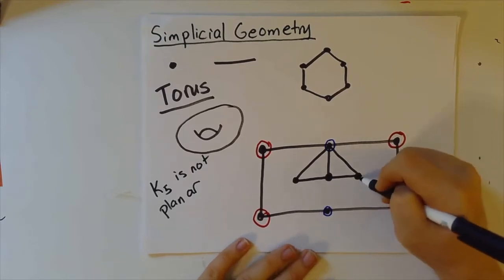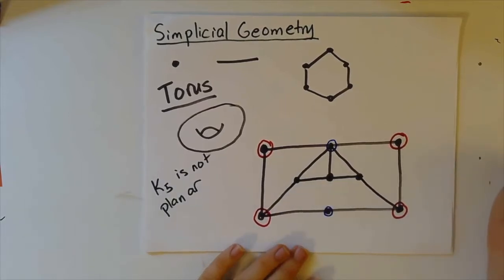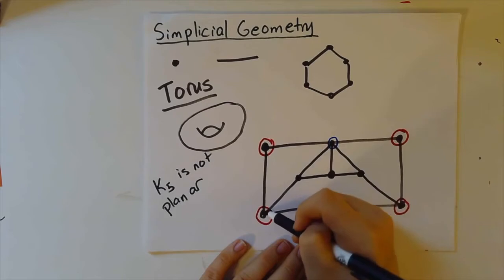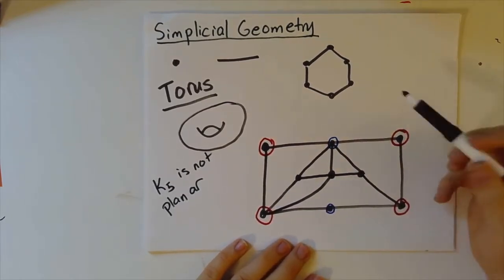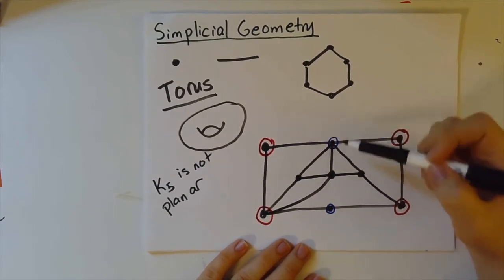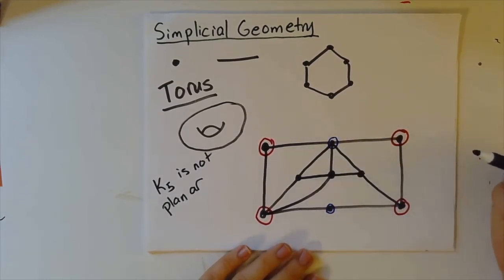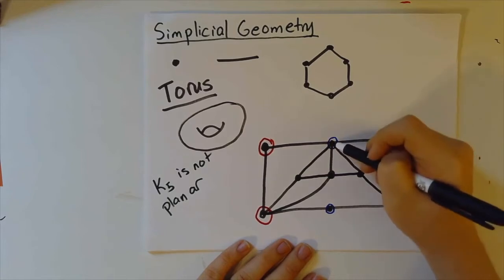So I'll connect this to the red dot in that way, this to the red dot in that way. I'll go ahead and connect this to the red dot just like that. And let's see, then I've got to connect the blue point to the red dot. I guess I'll connect the blue point to the red dot like this.